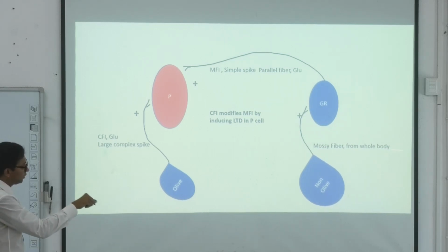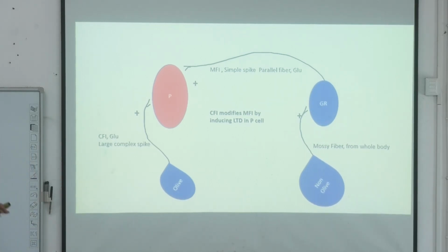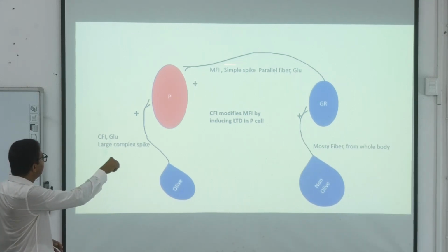It is coming from the whole body, right? All the joints, tendons. So mossy fibers come from the whole body, and converge on the granular cell. Again, see the positive signal because it is glutamate, right? And the granular cell sends parallel fibers to Purkinje cells, and it causes a simple spike, right? So here is the simple spike.